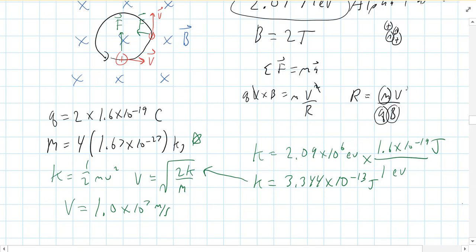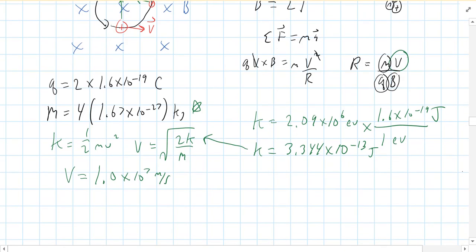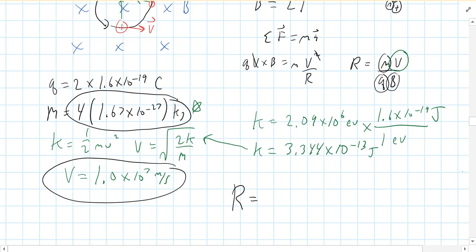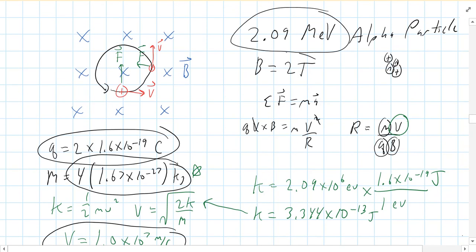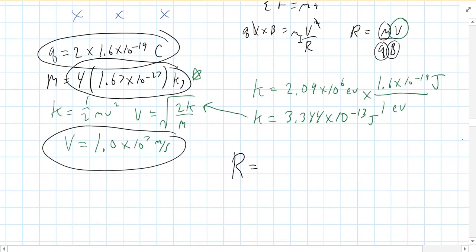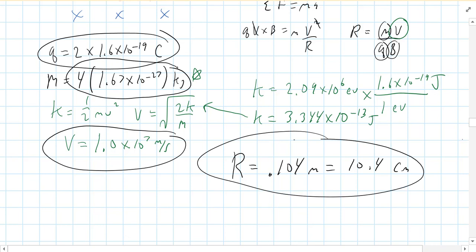Okay, so now in my radius equation, I finally have my velocity. So now I can plug and chug. My radius will be, if I plug this in for mass, and I plug in this for velocity, and I plug in this for charge, and I know the magnetic field is 2. That was given in the problem. If I plug all that in, I get 0.104 meters or 10.4 centimeters. So that's the radius of the path that that little alpha particle is going to take.